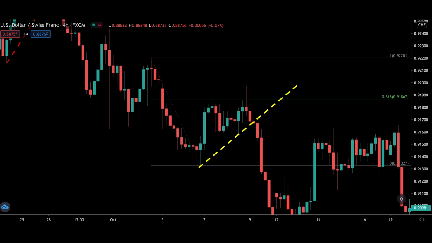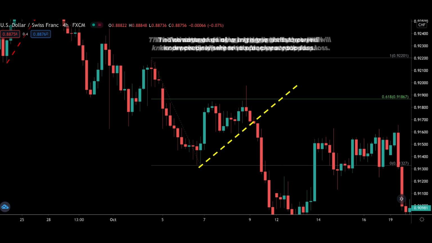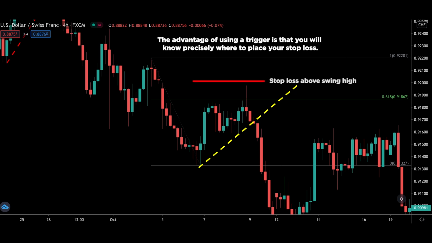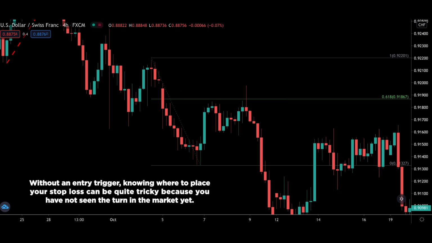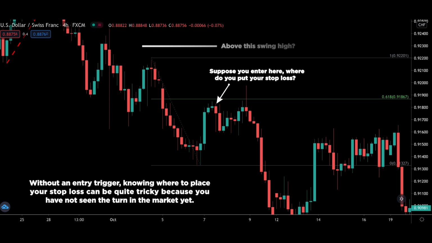But before that, I want to touch a little more about using triggers. Now, the advantage of using a trigger is that you will know where to place your stop loss. Without an entry trigger, knowing where to place your stop loss can be quite tricky because you have not seen the turn in the market yet. And because of that, you will probably use a wider stop loss and that affects your risk to reward ratio.